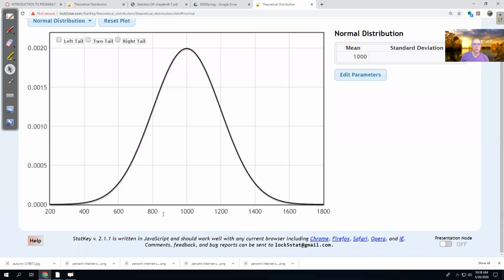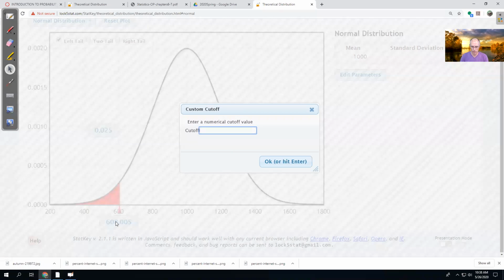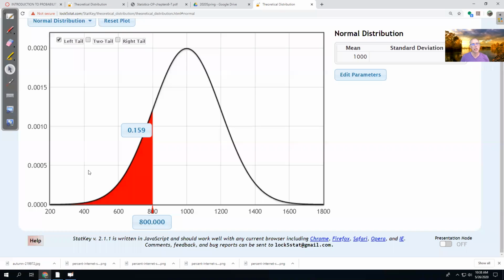Now these numbers over here don't always work out nice. They happen to work out to be the standard deviation, but that's not always the case with these graphs on StatKey, unfortunately. I'm going to do a left tail, and I want to set that to 800, because they got a score of x equals 800. I hit OK, and StatKey says it's about 0.159. So it's almost 16%. They're just a touch less than the 16th percentile.